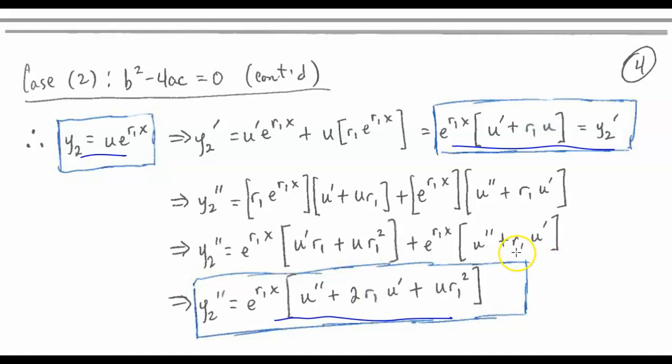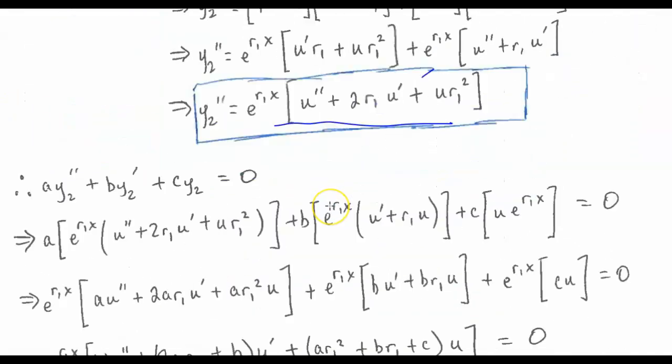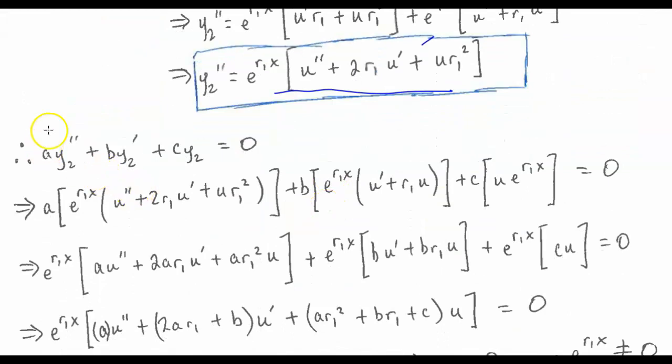Okay. So once we have the first and second derivative of what we propose our new solution to look like, then we substitute it into our original ODE here. And of course, everything you see here is y double prime, everything you see here is y prime, and everything you see here is y.